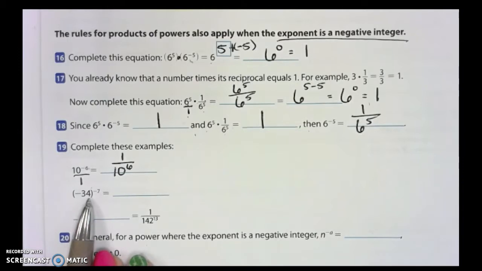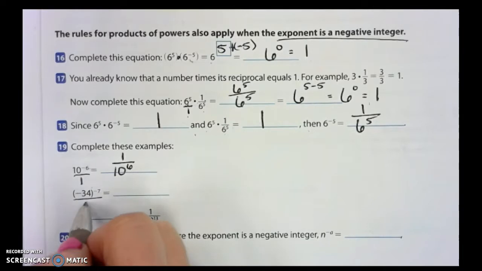Negative 34 to the negative 7. Now, this problem you need to pay special attention to because everybody likes to get rid of the negative 7 exponent, but then they go ahead and they throw out the negative coefficient. We're not changing the negative coefficient. Okay, negative 34 is negative 34 no matter what.